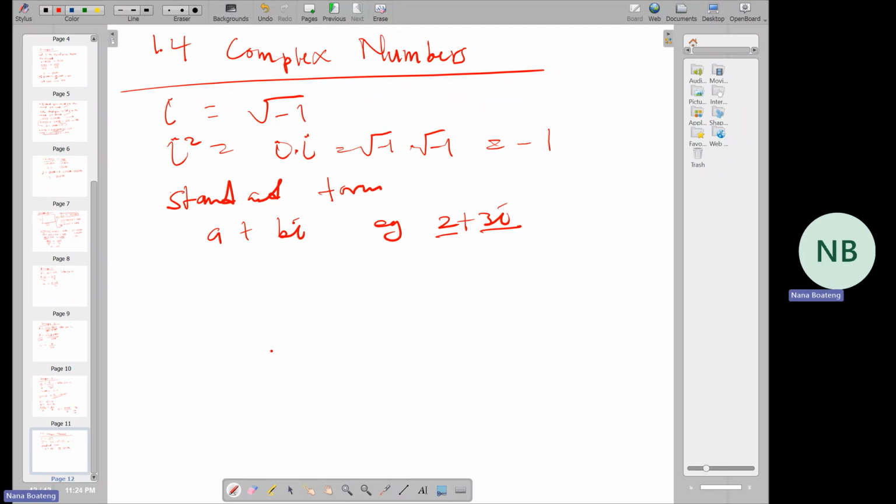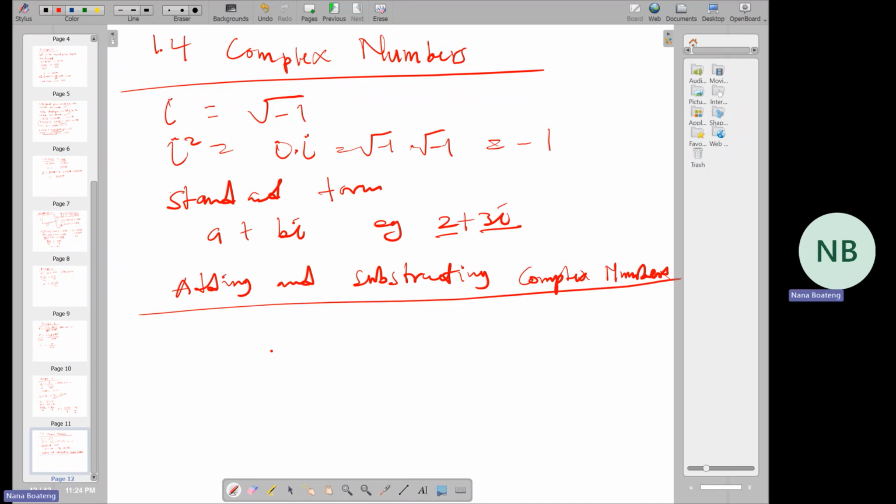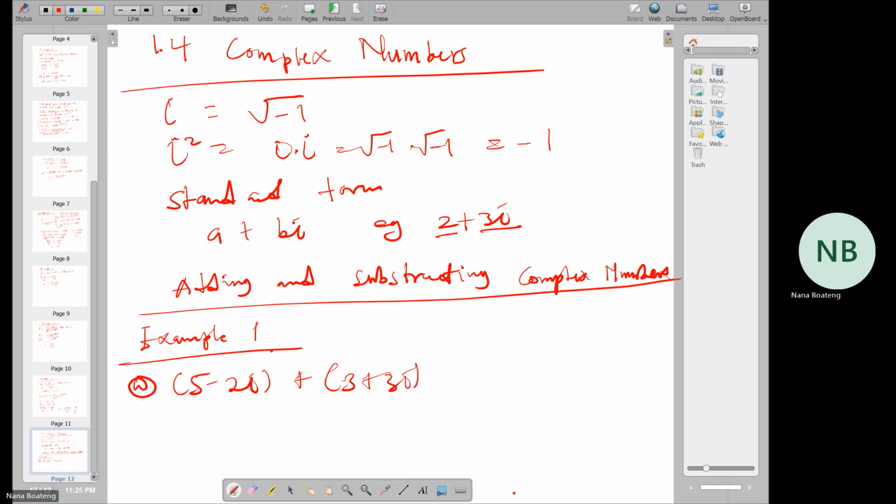All right, so first of all, let's begin by looking at adding and subtracting complex numbers. Let's see how we add and subtract complex numbers. For example, this is example 1. If we have 5 minus 2i plus 3 plus 3i. So when we have this, we add or subtract the real number parts together, and we also add or subtract the complex number parts together.